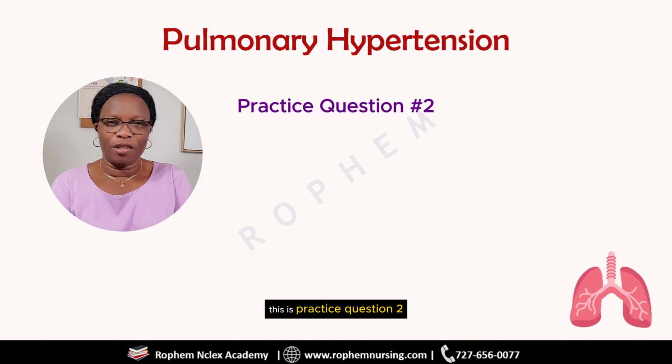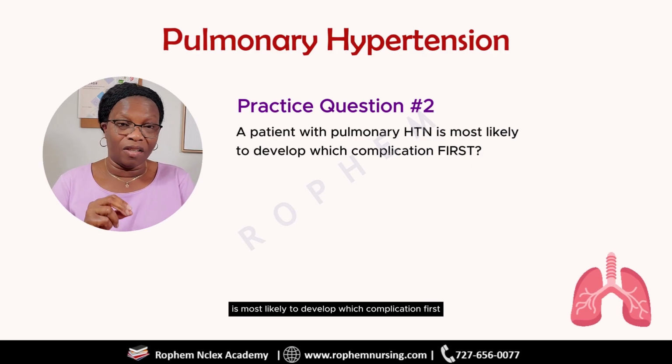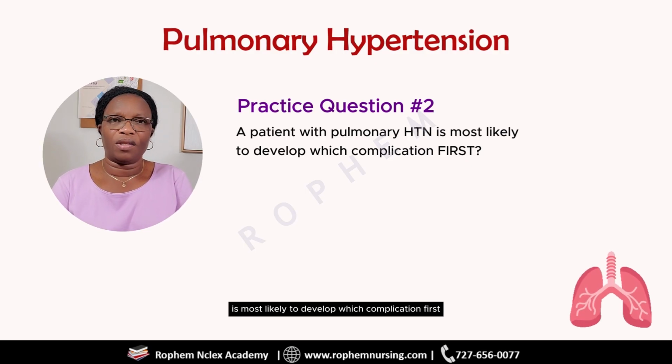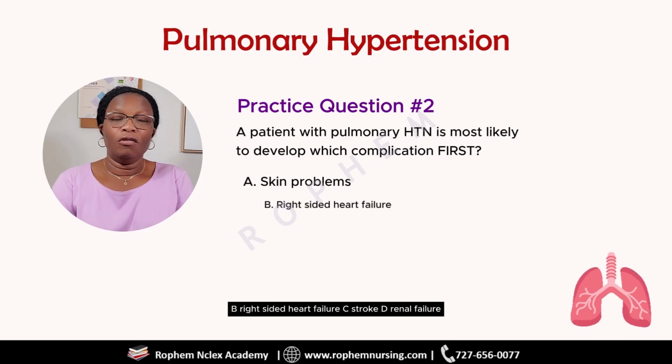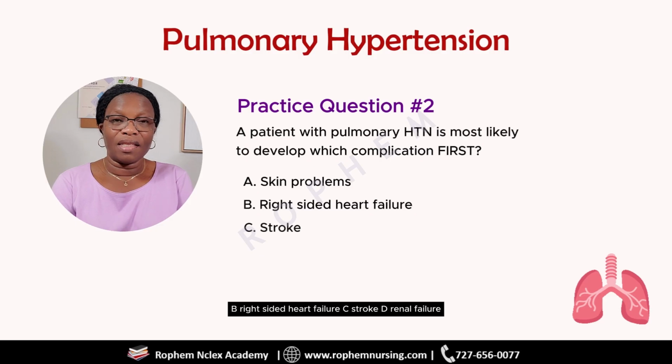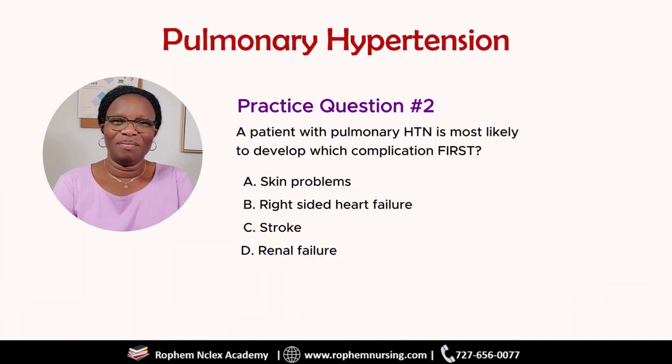This is practice question 2. A patient with pulmonary hypertension is most likely to develop which complication first? Answer choice A, skin problems, B, right-sided heart failure, C, stroke, D, renal failure. Place your answer choice in the comment section.